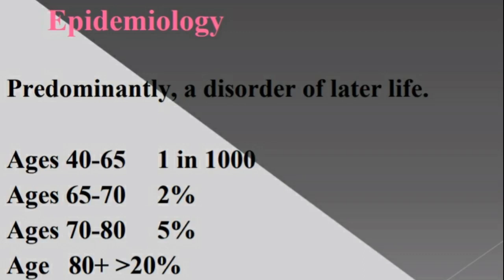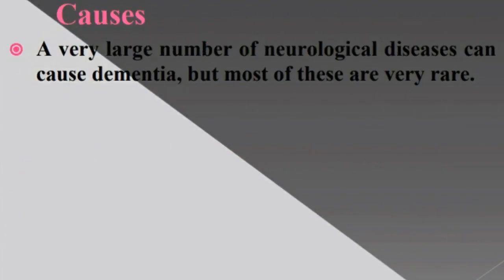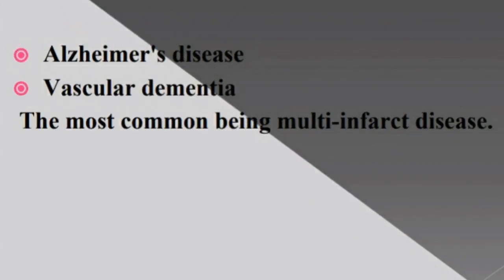Epidemiology: predominantly, dementia is a disorder of later life. Causes: a very large number of neurological diseases can cause dementia, but most of these are very rare. Alzheimer's disease is by far the most common cause of dementia, comprising between 60 and 80% of cases, while vascular dementia remains the second most common cause, accounting for 10 to 20% of cases.